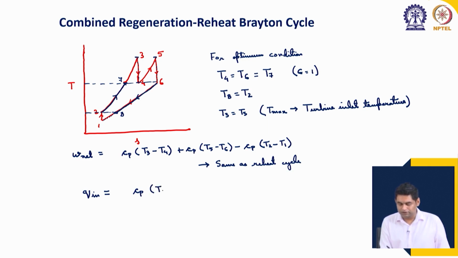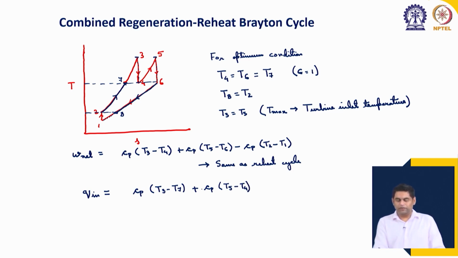So, the heat addition is Cp (T3 minus T7), let us write it again clearly, T3 minus T7, plus the secondary combustion or the reheat process where the heat addition is equal to Cp (T5 minus T4), okay. Sorry, T5 minus T4, correct.